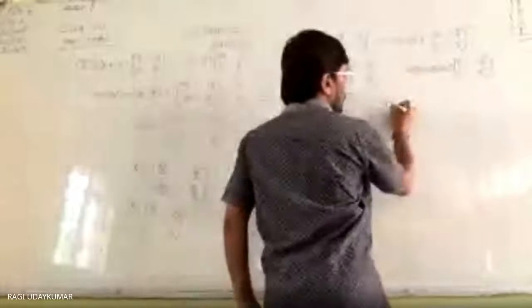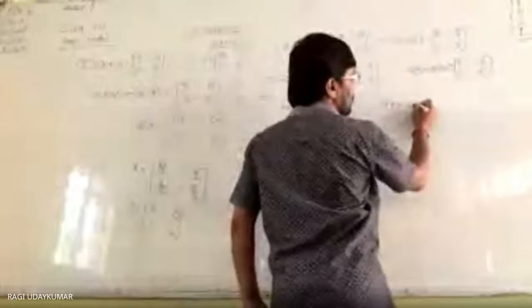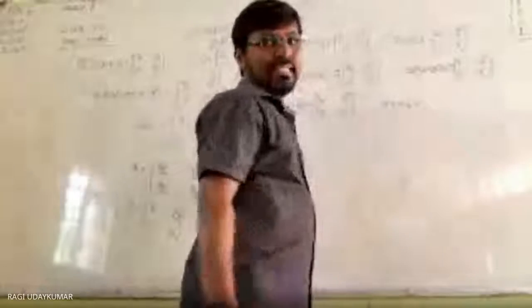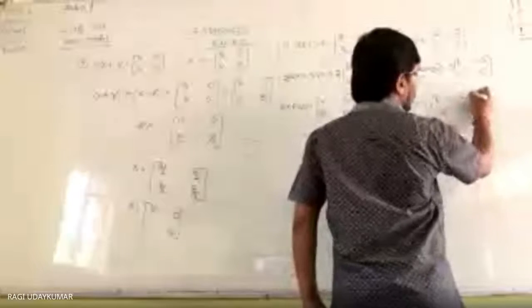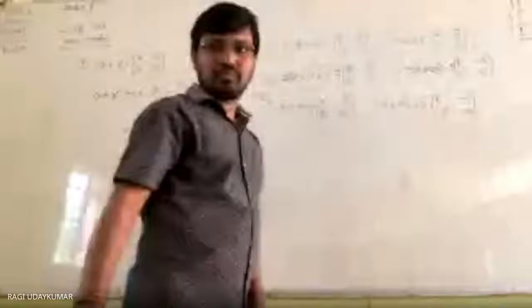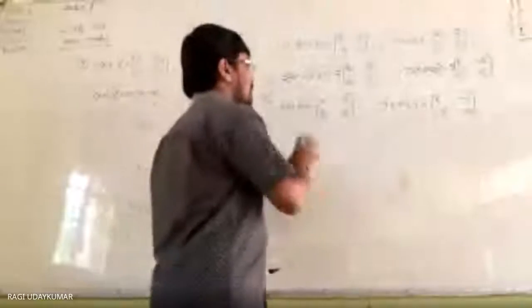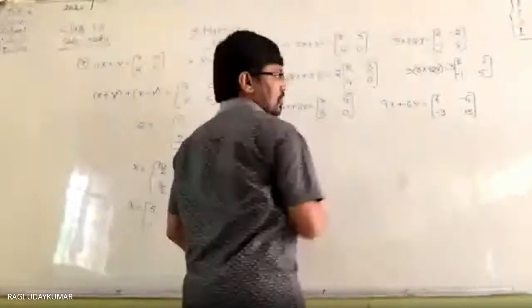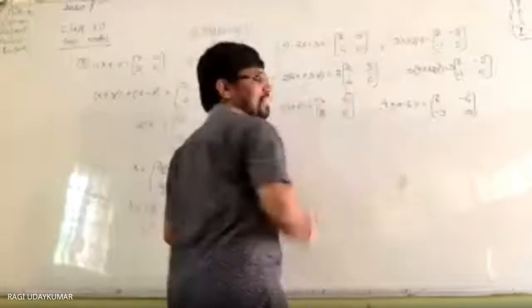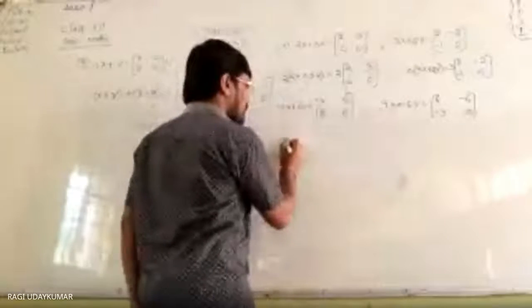Next ये 9x plus 6y. 9x plus 6y is equal to 6 minus 6 minus 3 15. Okay? Now what to do? We need to find out x. X find out करना है तो ये दोनों को subtract करो. पहले ये ले लो, उसके बाद ये ले लो. So what you write here?